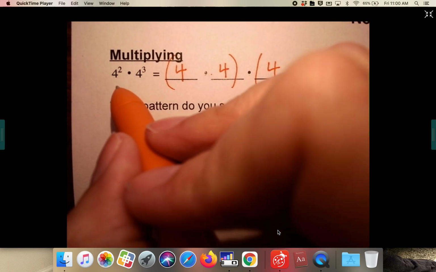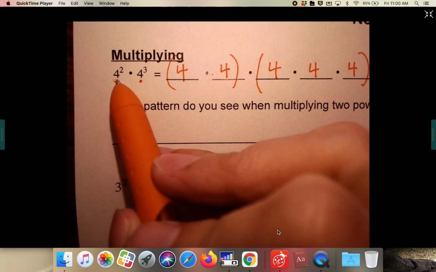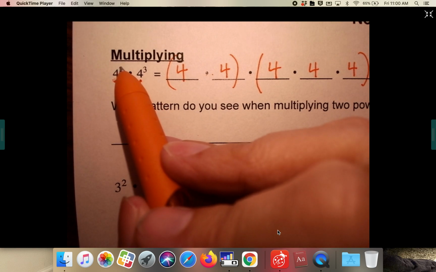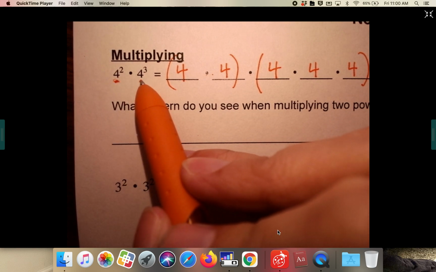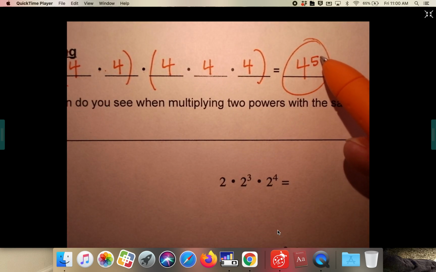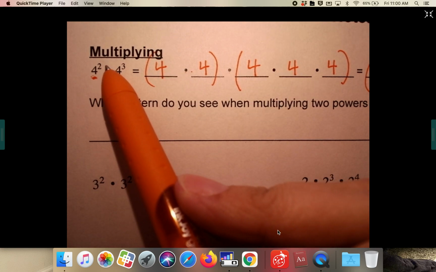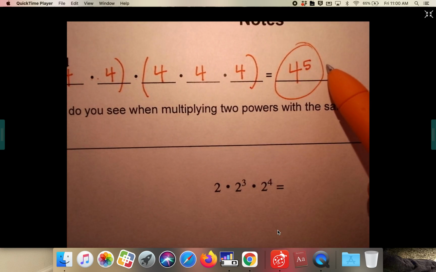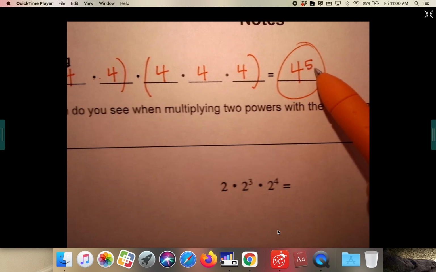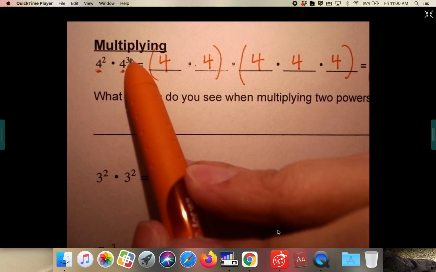Since these two numbers have the same base, bases are the whole number, not the exponent, but the whole number. They have the same base, which means we can add their exponents. See how I did that? You could take 2 plus 3 to get 5. So that's your shortcut. If numbers have the same base, you may add their exponents.